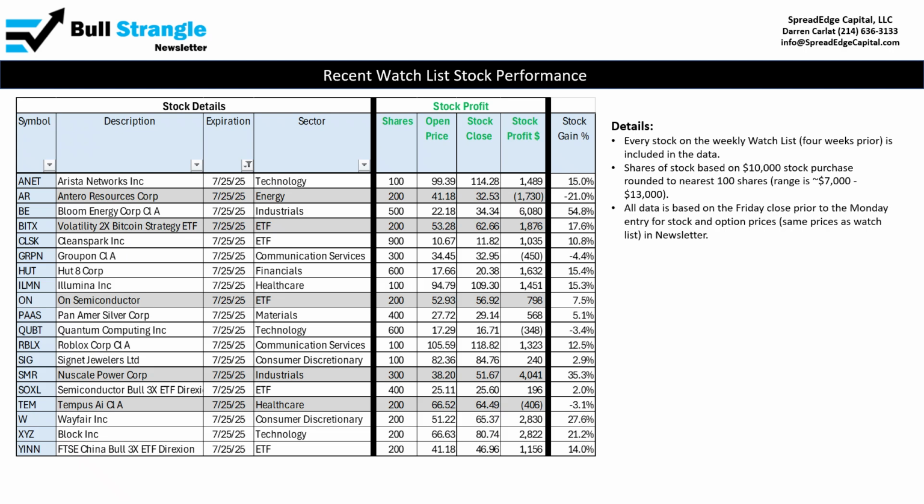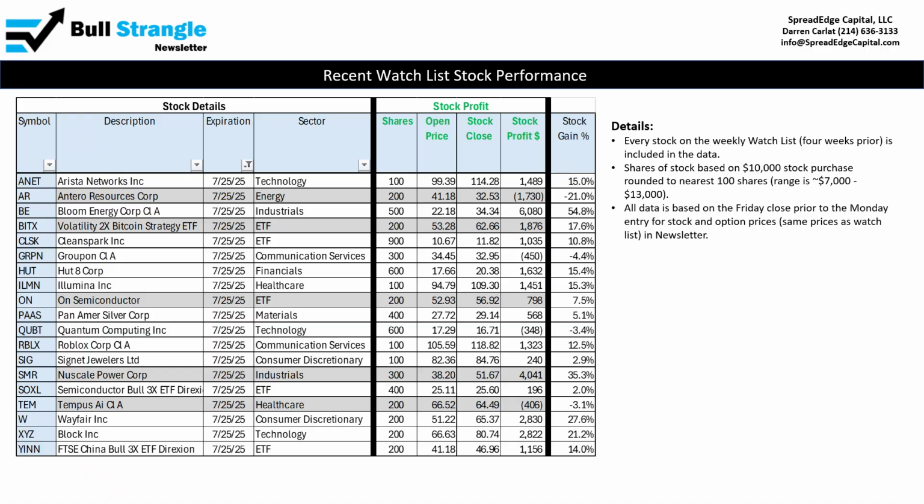For this, which you see here, I have assumed a $10,000 stock purchase average, so that rounds to the nearest 100. So you do end up with a pretty wide range of investment levels from $7,000 up to $13,000, and that's just what increments do to you, since you are forced to make trades in 100 share increments. And all data is based on the previous Friday close prior to the Monday entry for stock and option prices, and these are the same prices that were listed in the newsletter that week, and of course that's compared to the price 4 weeks later at expiration.